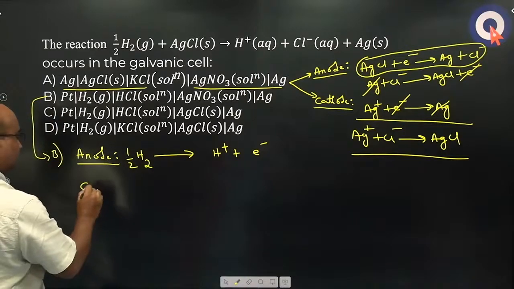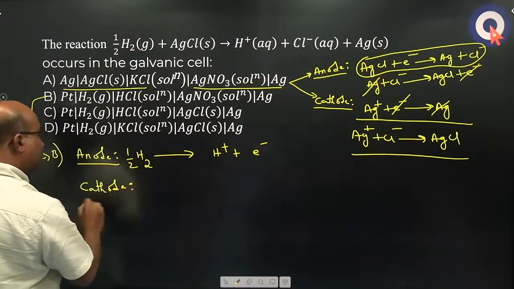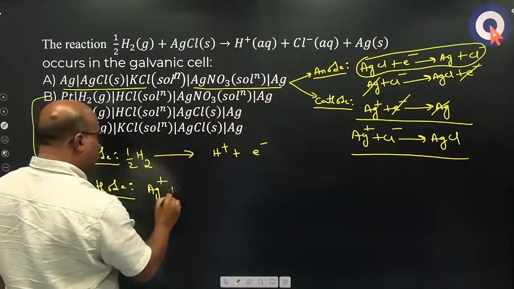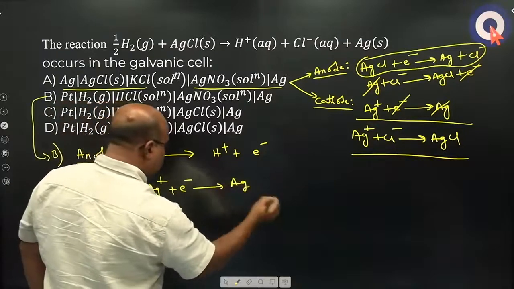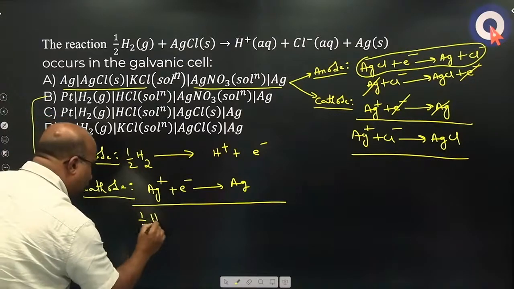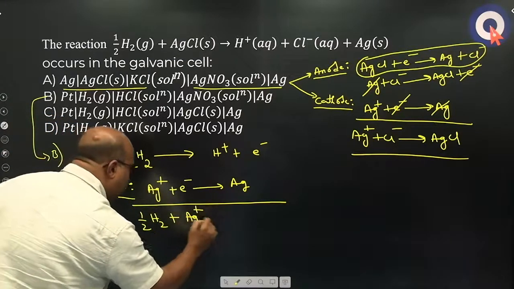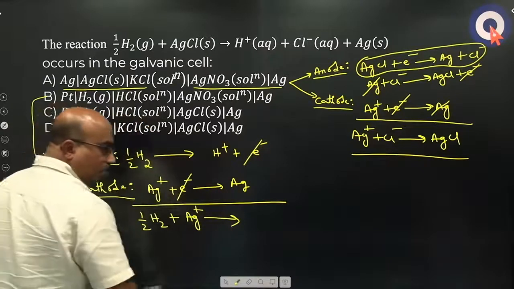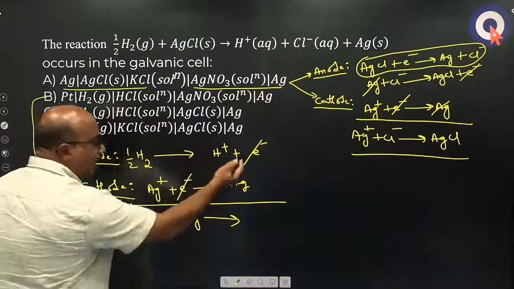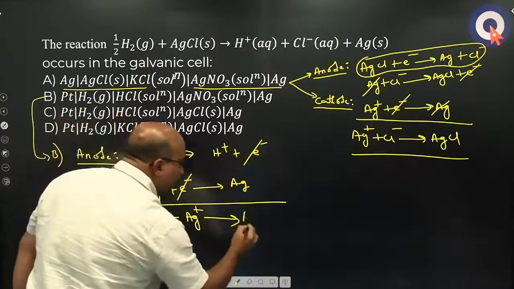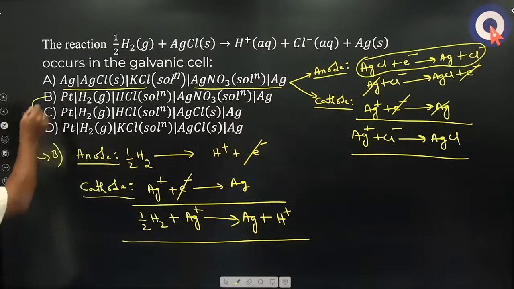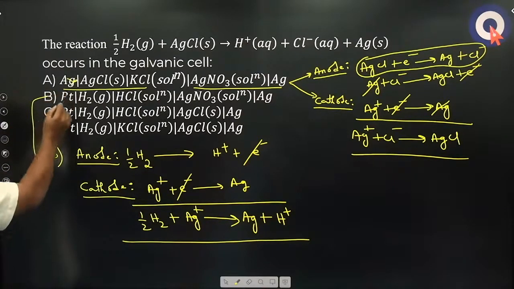What should the cathode reaction be? Again, there is a silver rod in silver nitrate. So Ag+ plus electron giving Ag. So net reaction is this. So is it that? No. So what is the net reaction? Half H2 plus Ag+, the electron cancels. So we have to add the two reactions to get the net cell reaction. For that, the electrons have to be balanced. So it is Ag+ plus H+. So this is not it also. This is not our option, this is not our option.